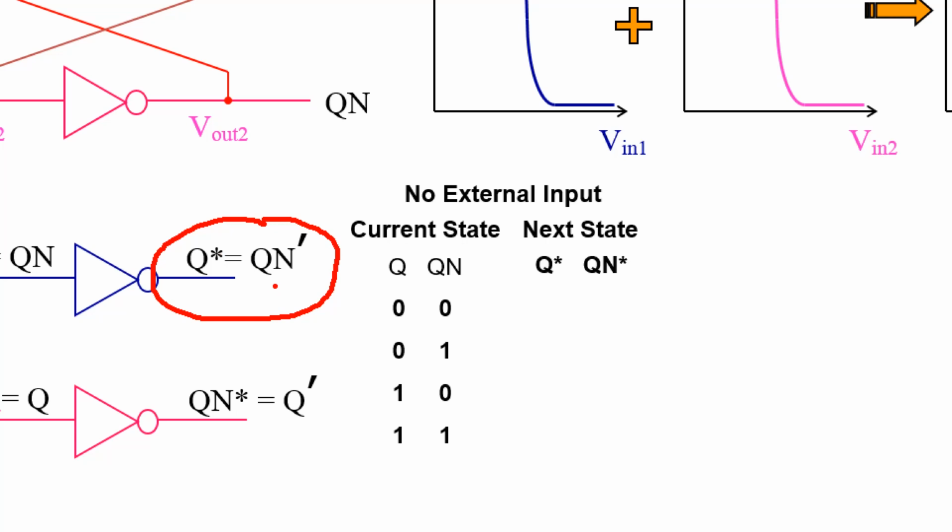Q star is Qn prime. Qn is 0, 1, 0, 1. So Qn star is 1, 0, 1, 0. How about Qn star? Qn star is Q prime. Q is 0, 0, 1, 1. So Qn star is 1, 1, 0, 0. Okay, inferred.